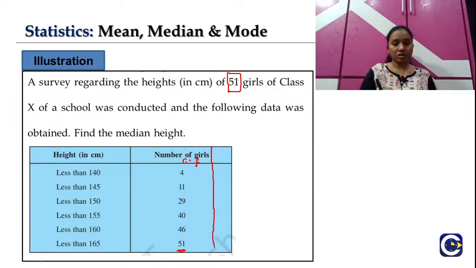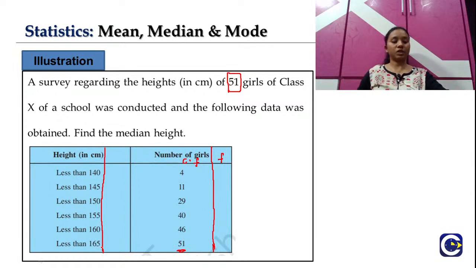So now we have to find the frequency as well as the class. So how you can divide the class and find the frequency here from the given table of cumulative frequency. So quickly guys, convert the table and find the frequencies and intervals.